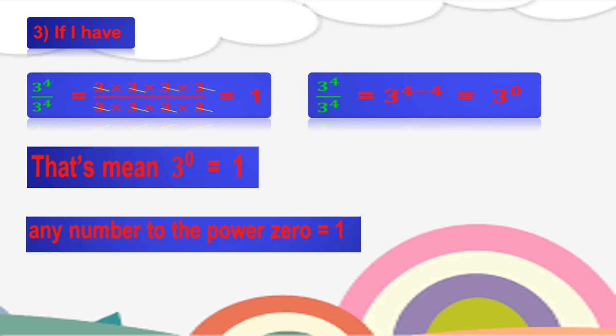If I have 4 to the power 0, it equals 1. If I have 6 to the power 0, it equals 1. If I have 10 to the power 0, it equals 1. If I have 1 million to the power 0, it equals 1. Okay?